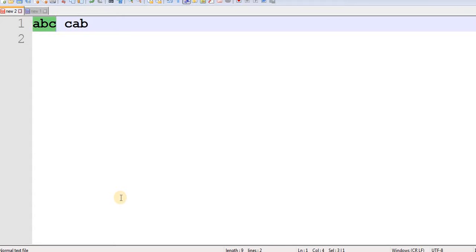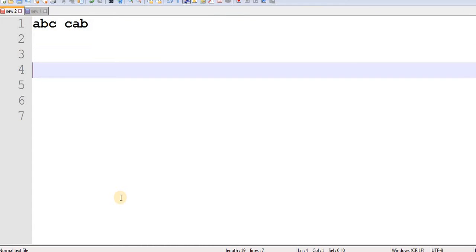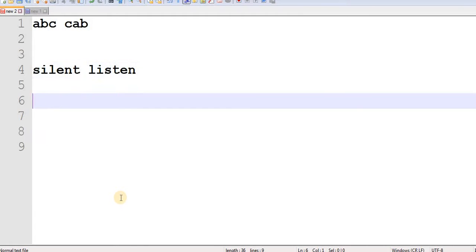All the characters which are present in the string ABC are also present in the string CAB, and the character counts are also equal. A occurs one time in ABC and A occurs only one time in the string CAB, and this is the same with the remaining characters. One more example of anagrams is silent and listen.